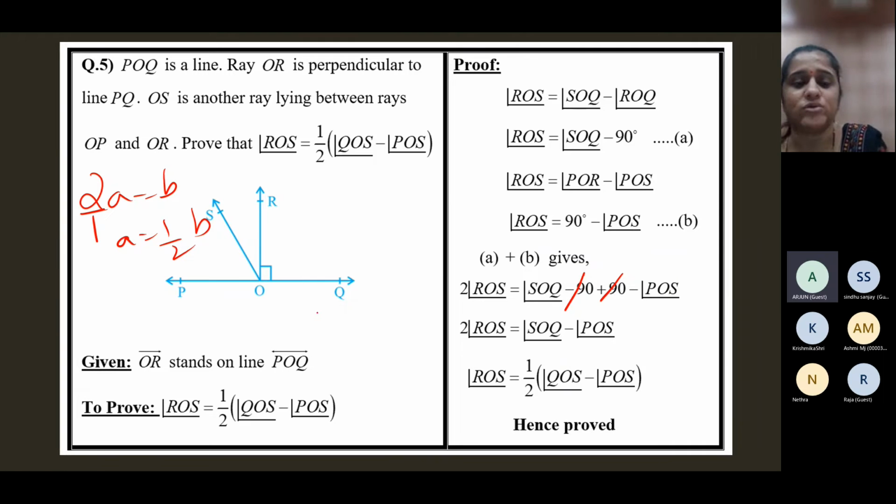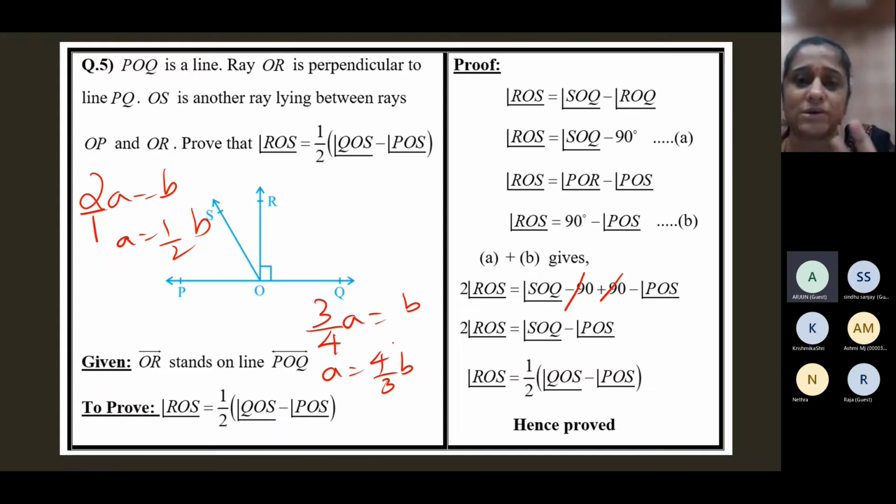Reciprocal, no? See, supposing you had 3 by 4 a is equal to b. Then a is equal to 4 by 3 b. A fraction will become its reciprocal on the other side. So 2 by 1 will become 1 by 2. Here we have 2 by 1; on the other side, it will become 1 by 2.